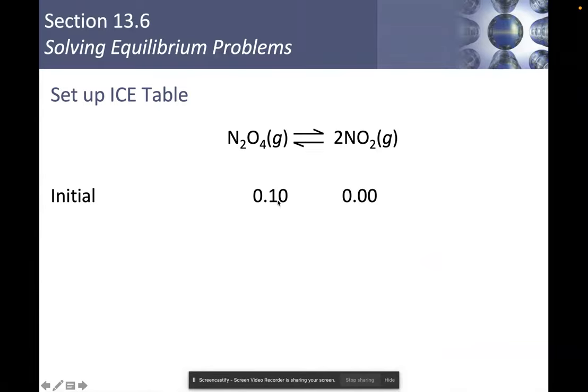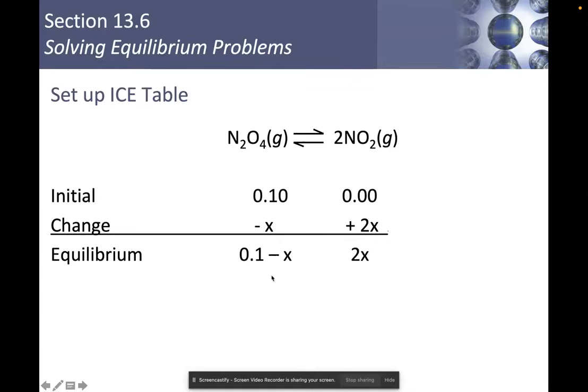Let's do this. Initial, 0.1. Remember, moles per liter. So don't just plug in 1 or something. It has to be in moles per liter. It has to be in concentration. 0, I don't have any of this to start with. Minus x, plus 2x. Again, why? Double, right? If this is going down by x, this has to go up by 2x. 0.1 minus x, 2x.